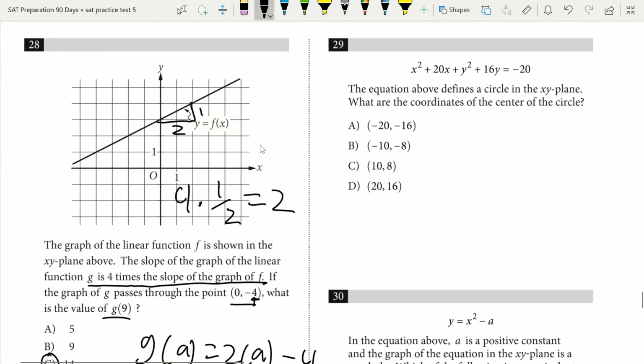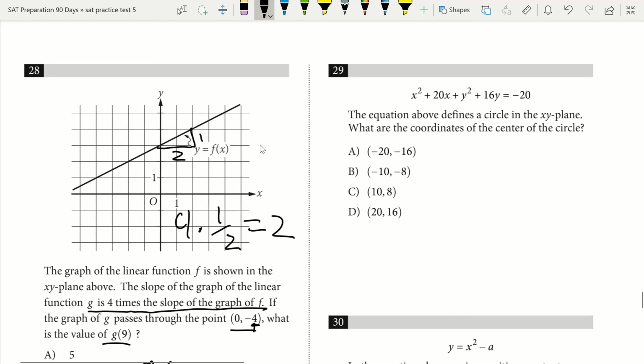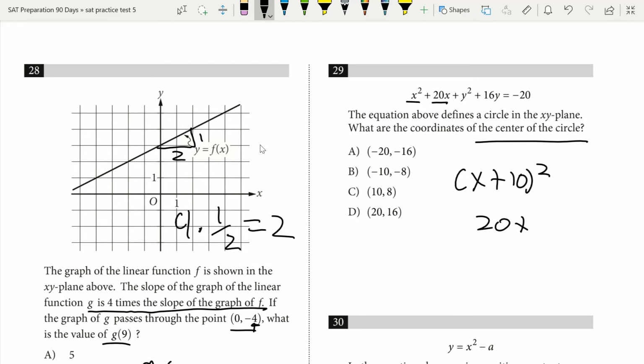So that's question 28. Answer there is going to be C. 29. The equation above defines a circle in the xy plane. What are the coordinates of the center of the circle? Okay, coordinates of the center of the circle, I'm going to have to factor this. So I know I'm going to have an x plus 10, because x plus 10 squared is going to end up giving me a positive 20x.